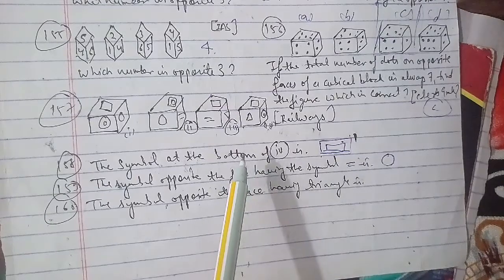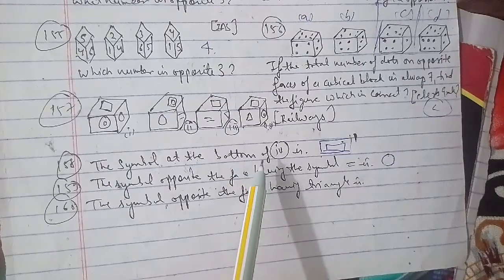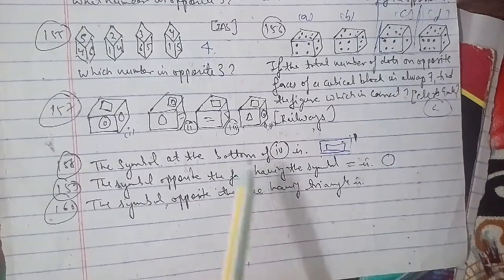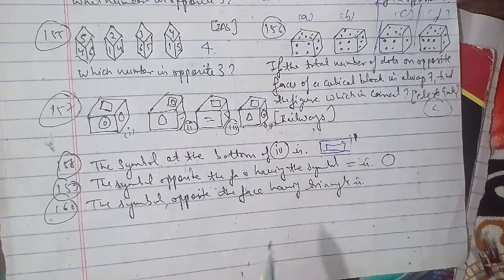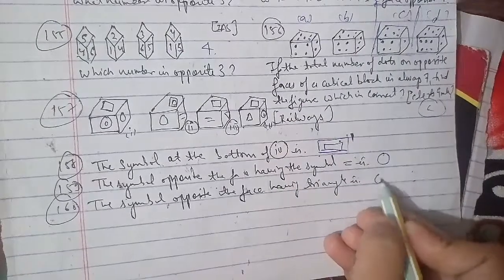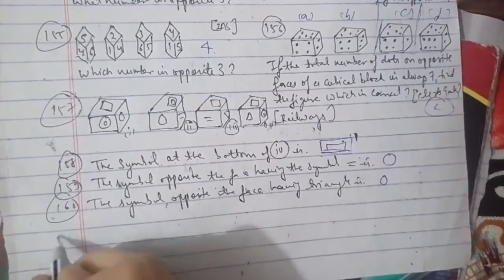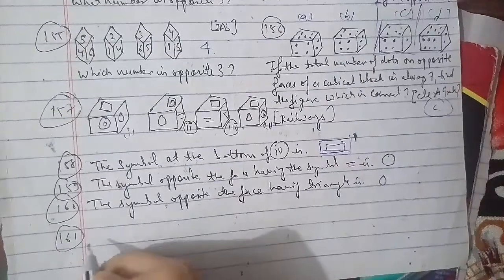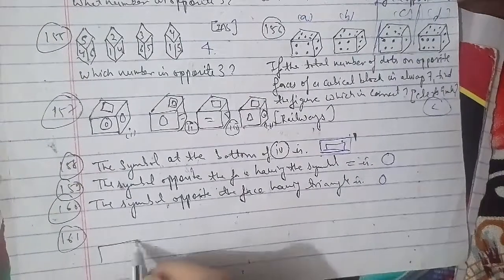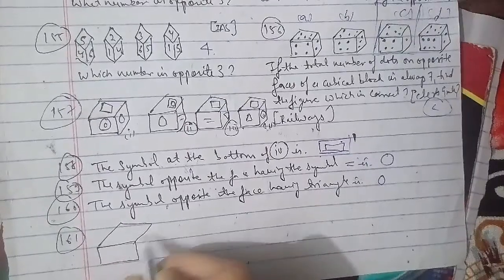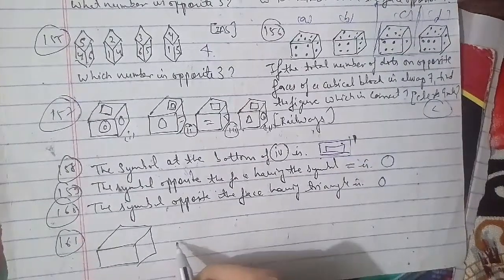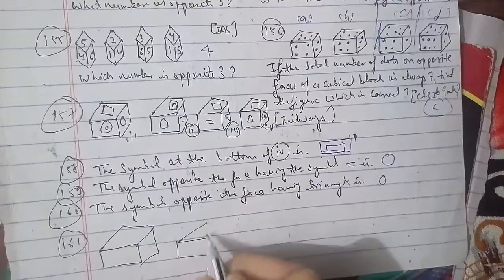This is what we have. So the cube has been represented like this: 5, 3, 1, 5, 3, 2, 3, 4, 6 and 2, 1, 6. The question is, if the total number of dots on the opposite faces of the cubical block is always 7, find the figure which is correct.